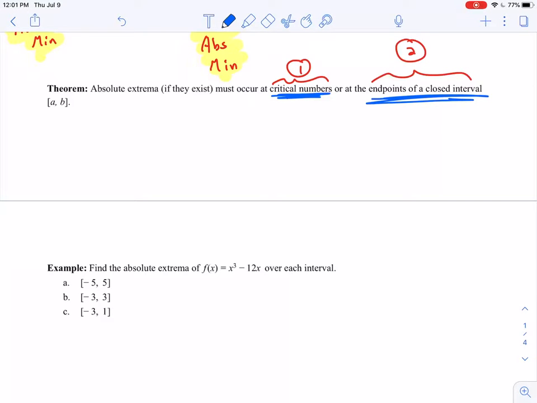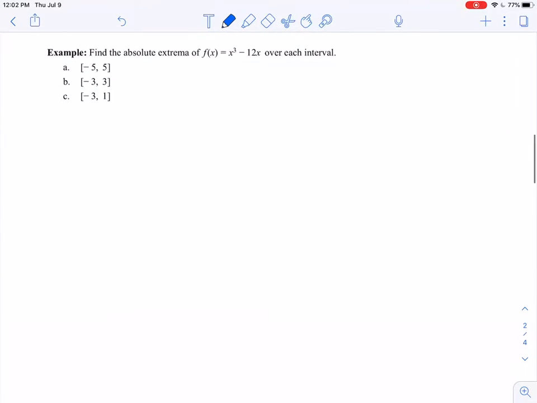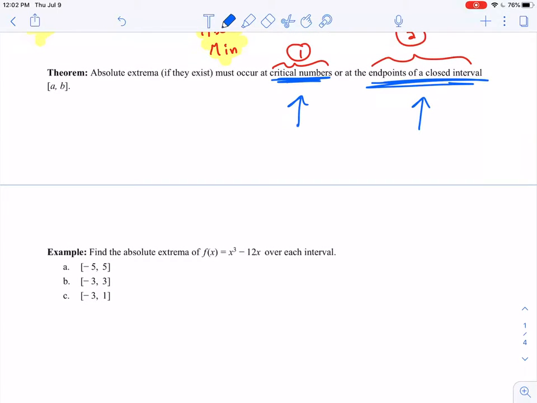We said in the last video that if we have absolute extrema, they must occur either at critical numbers or at the endpoints of a closed interval, one of those two possibilities. And we can use this theorem, this idea, to help us find absolute extrema on a closed interval. So here we'll look at the absolute extrema of f of x equals x cubed minus 12x over a few different intervals. And we just said we want to find the absolute extrema. They either occur at critical numbers or at the endpoints.